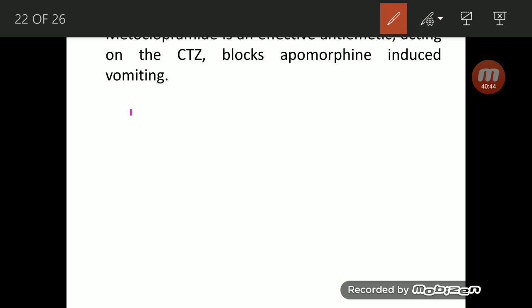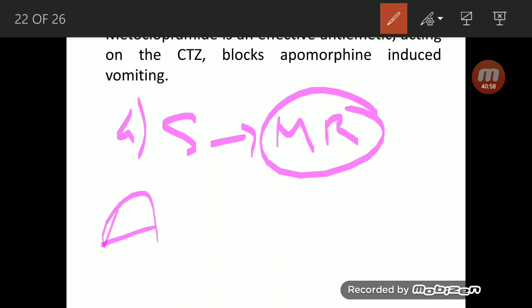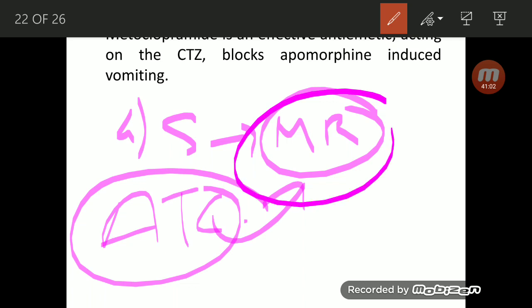And the fourth one is sensitization of your muscarinic receptors. I already told you metoclopramide activates your 5-HT4 receptors. Due to activation of your 5-HT4 receptors, there is more liberation of acetylcholine. So acetylcholine is sensitizing your muscarinic receptors, due to which there is increased peristalsis.